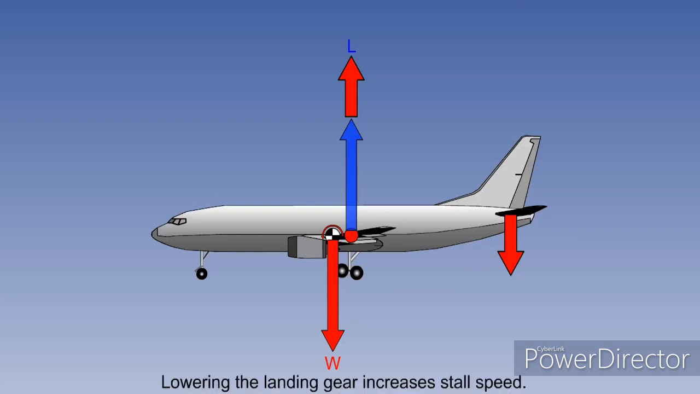Any change of CG caused by a change in longitudinal position of the gear as it extends will have very little effect. The change in profile drag is far more significant, and the conclusion is that lowering the landing gear increases stall speed.